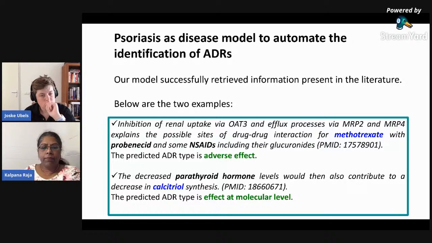The second example is the interaction between cholecalciferol and parathyroid hormone levels. The predicted ADR type is effect at molecular levels. The ADR types are actually from the DDI corpus. They have 4 types of ADRs. We just adapted whatever is defined in the corpus.